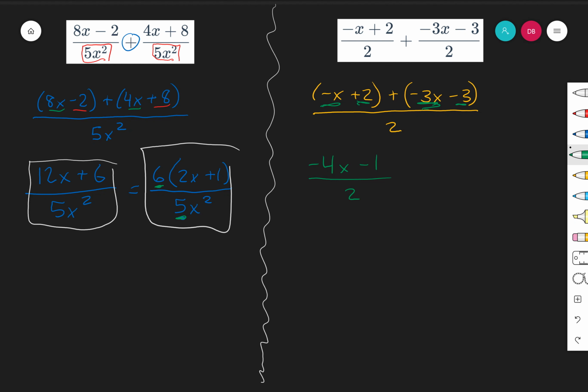So this one, again, I can't simplify. Even though 2 and 4 share factors, I can't simplify that because the 1 doesn't share a factor. And remember, this negative 4x and that 1 go together. I could pull out a negative on the top and make it negative 4x plus 1 over 2, but either answer is right. So pretty simple, just combining like terms on the top. If it were subtraction, remember I'd distribute the negative. It's fairly simple as long as I have a common denominator.